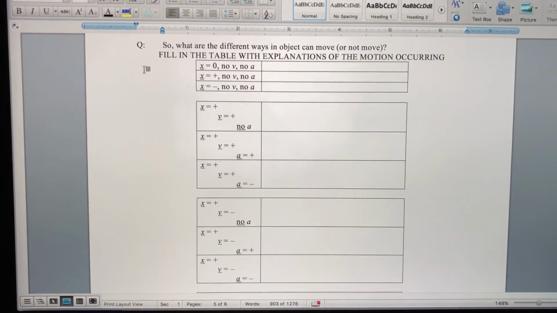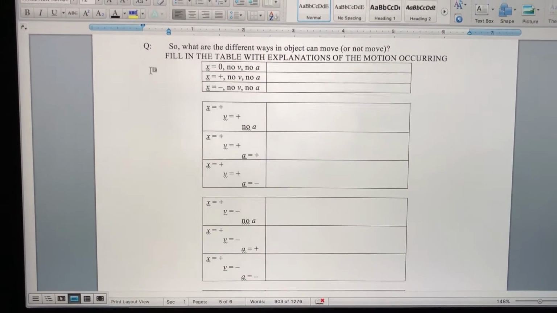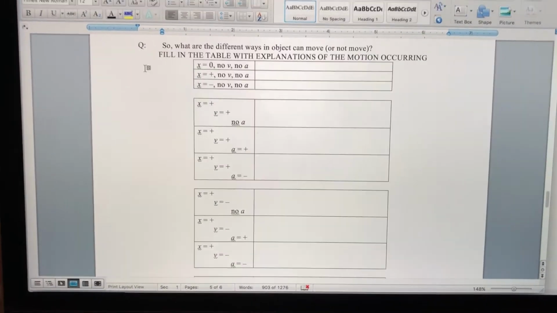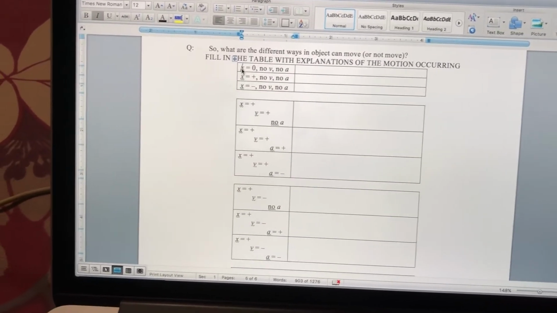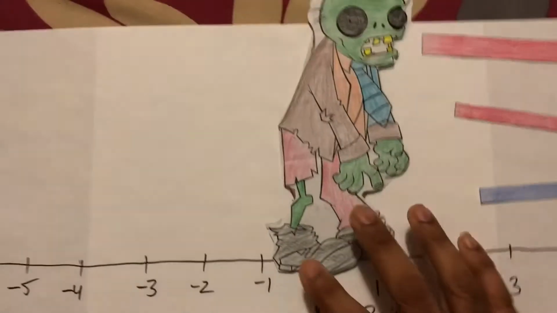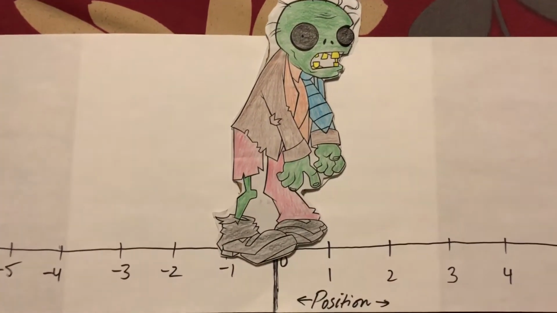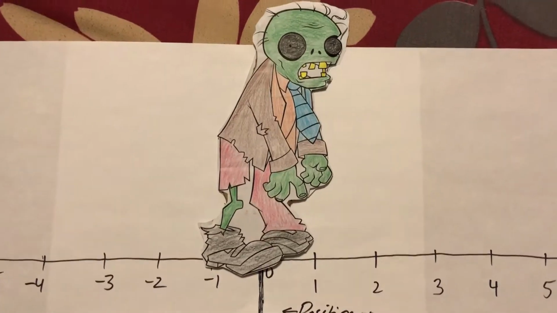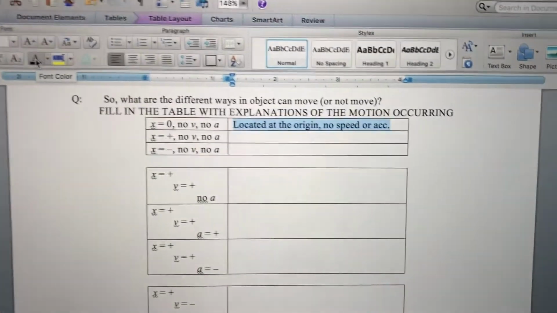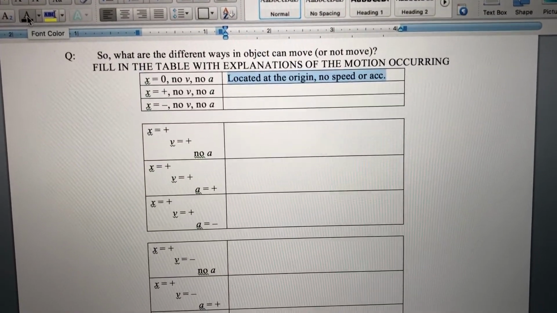Okay, about a 5-second pause. So now, the answers to these. In the first block, first item, x is 0, no v, no a. X is 0, no velocity, no acceleration. The answer to that, you're just located at the origin. You've got no speed, no acceleration, you just have no movement.